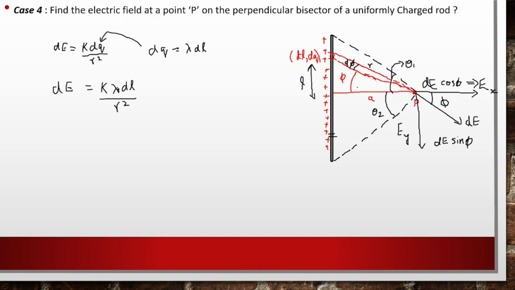So let's do it. For that, let's consider this triangle. I'll draw this triangle separately here. So this is our triangle with angle phi. And this is L. And here we have A. And this distance is R. So from this triangle we get cos phi is equal to adjacent side by hypotenuse, so A by R. So from this we get 1 by R is equal to cos phi by A.